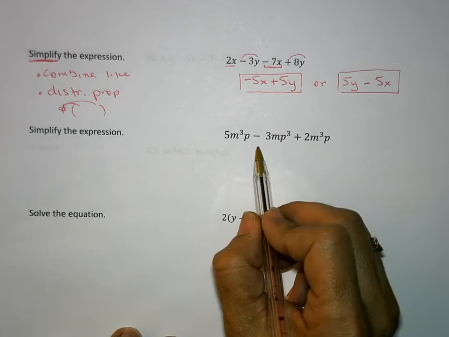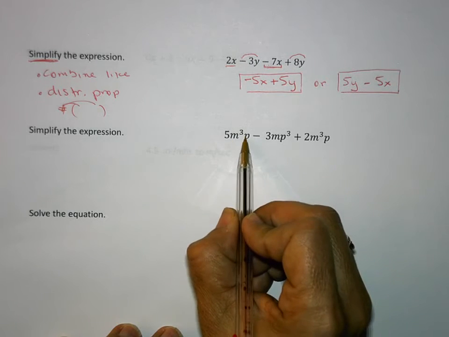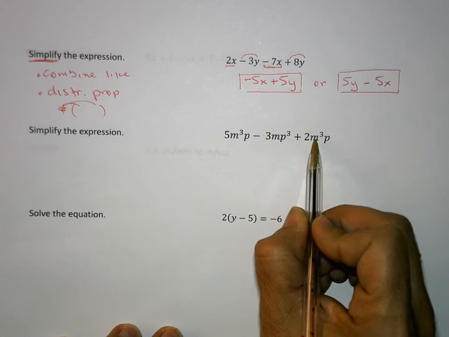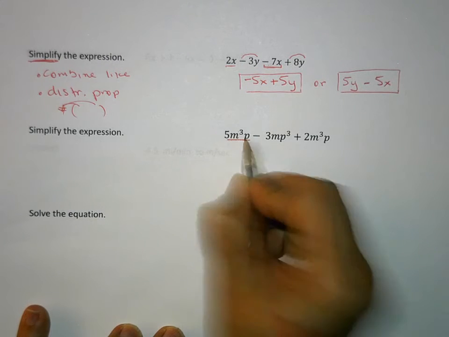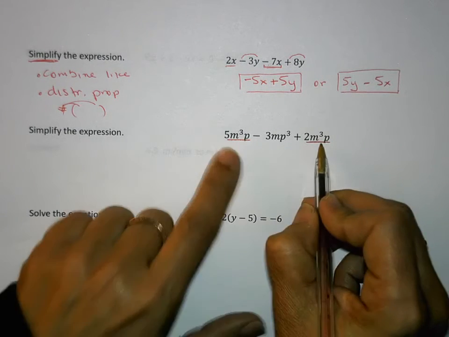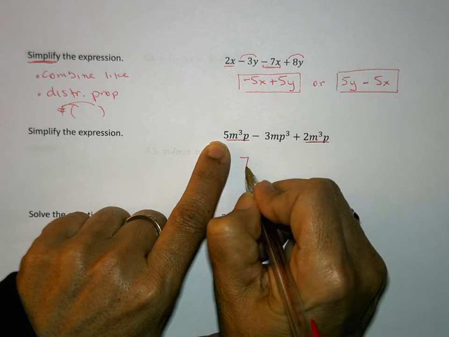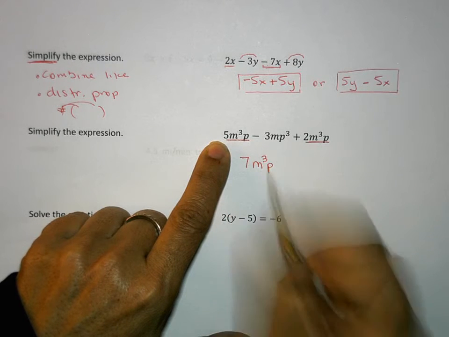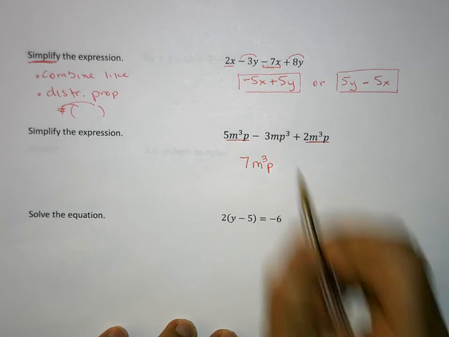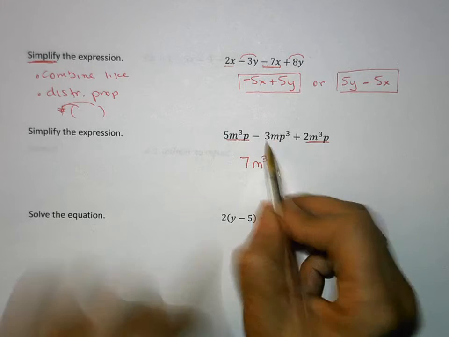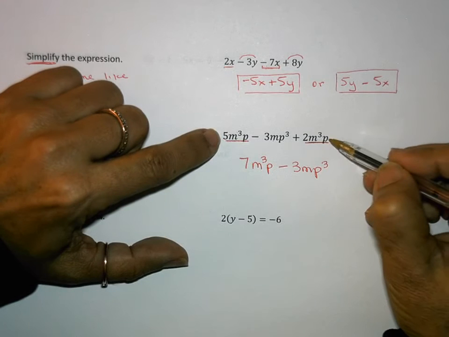We have a bunch of letters that look exactly the same, but they have different exponents. The m is cubed, the p is not. Let me find another term where, oh, here we go. The m is cubed and the p is not. So these two right here, m cubed p and m cubed p, are alike terms. Those are the two that I'm going to combine. So 5 plus 2 is 7 of the m cubed p. And then I look and say, oh, there are no other terms like the mp cubed, so I only have a negative 3mp cubed. So I just combined the two that were the same.